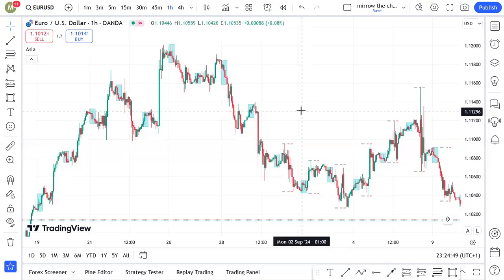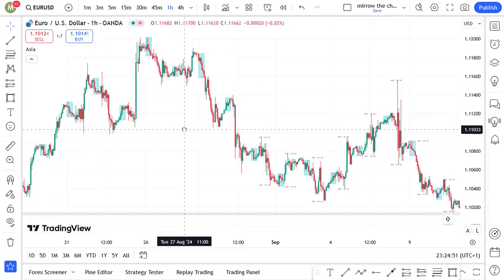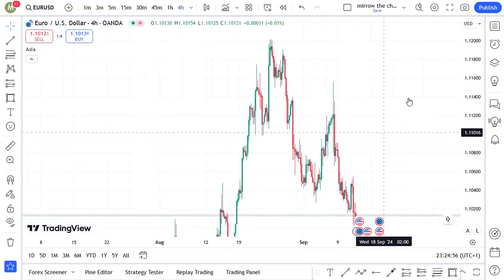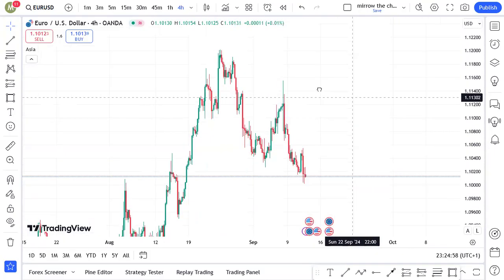What is range structure all about? Just with a quick example, let's talk about range structure.